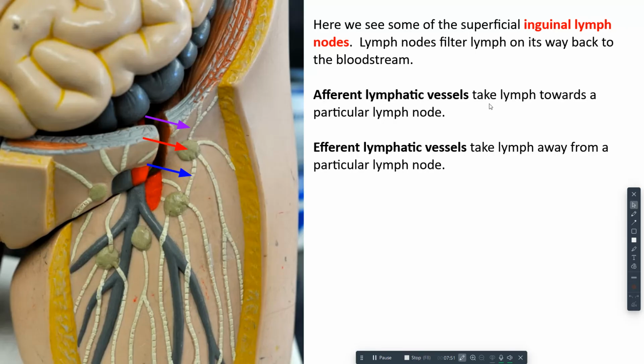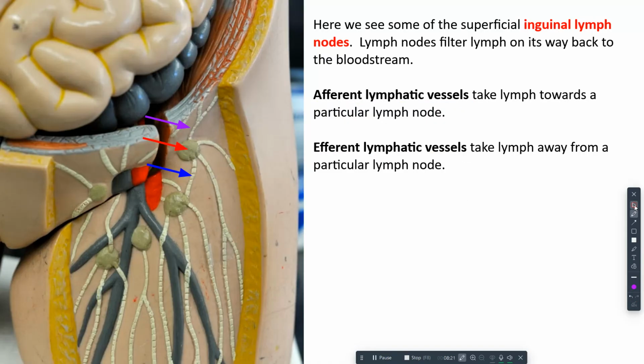Probably should have made that blue, right? Let's at least underline it in blue. So this guy is going to be an afferent lymphatic vessel because he is taking lymph towards that node. And then this guy up here is an efferent one. He's taking lymph away. Now I remember why I didn't make them colorful.